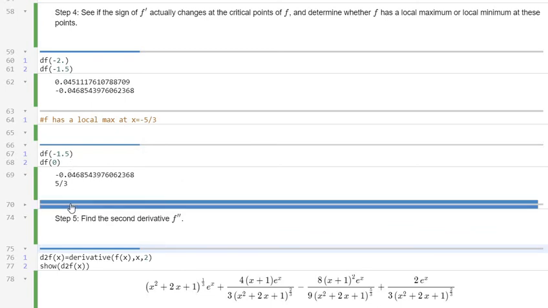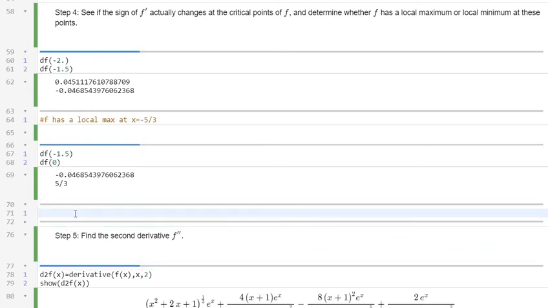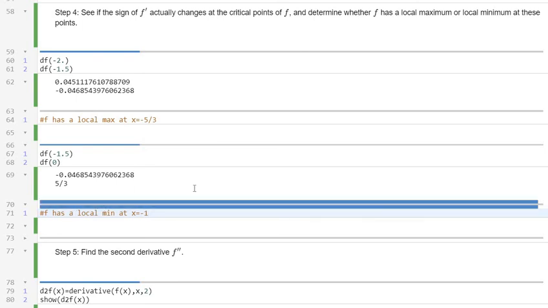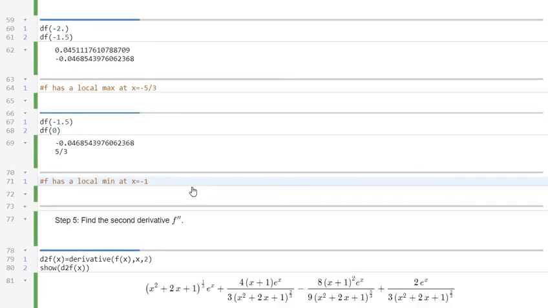Did the sign change? Yes, negative to positive. That's the other change. So this is a local min. The function f has a local min at x equals -1. So I'll write that down on my little scratch work. I found a local min, and those are the only mins and maxes that this function has.